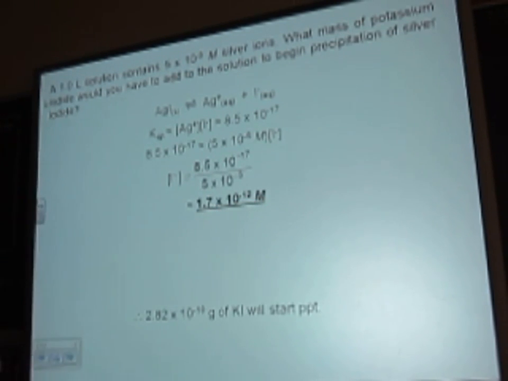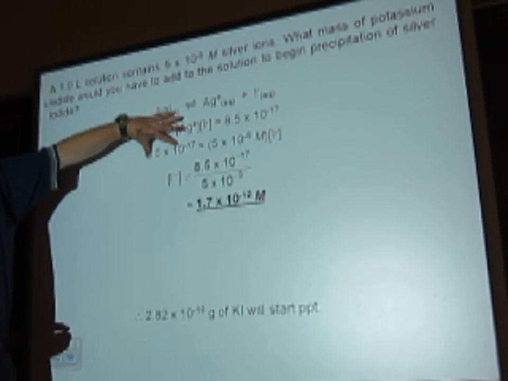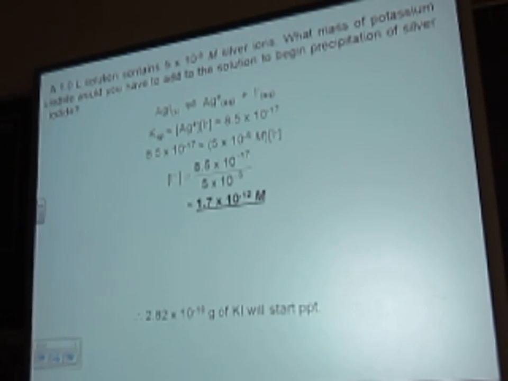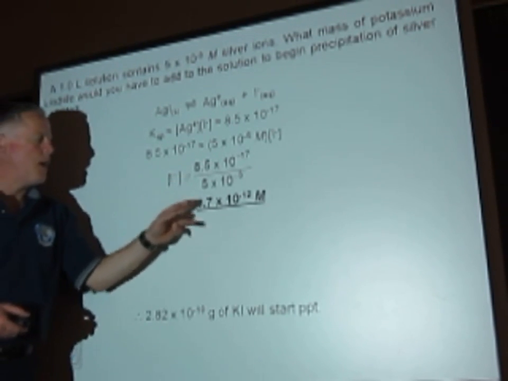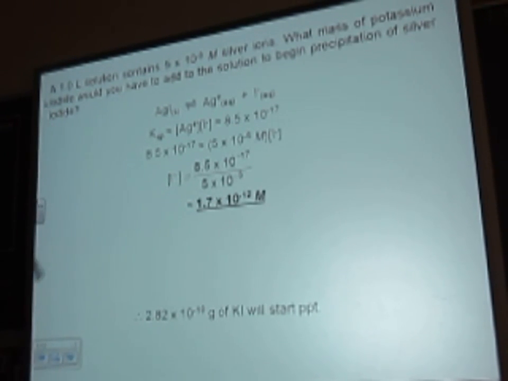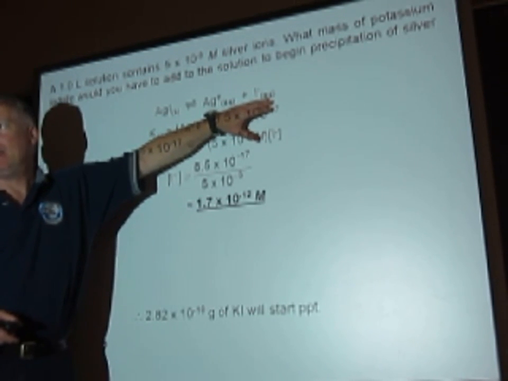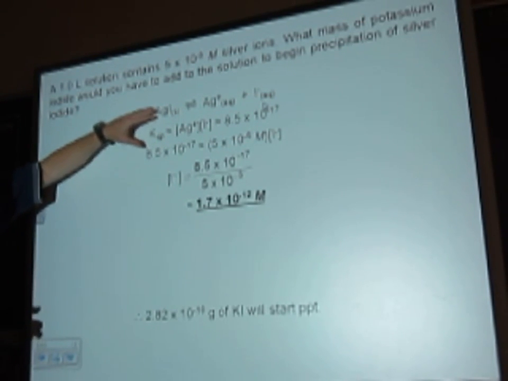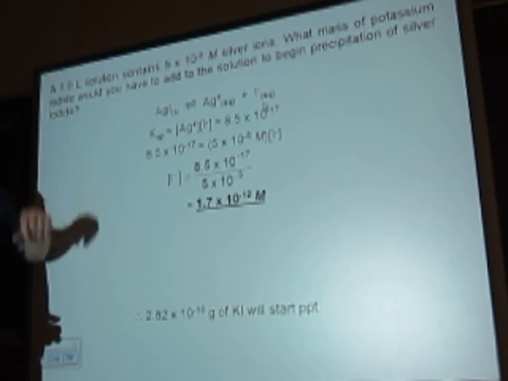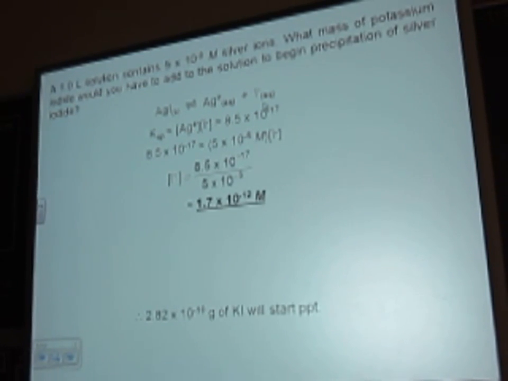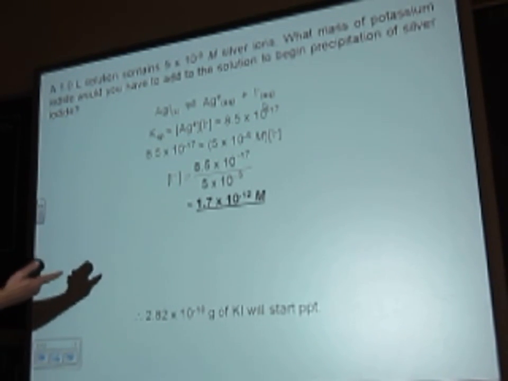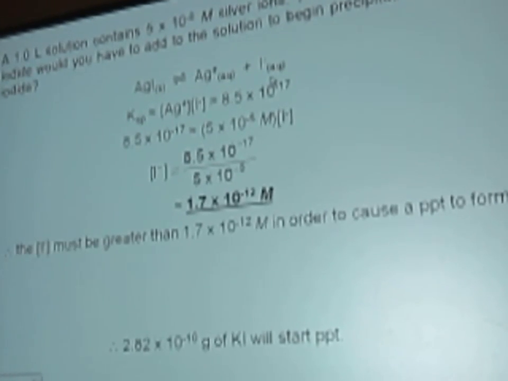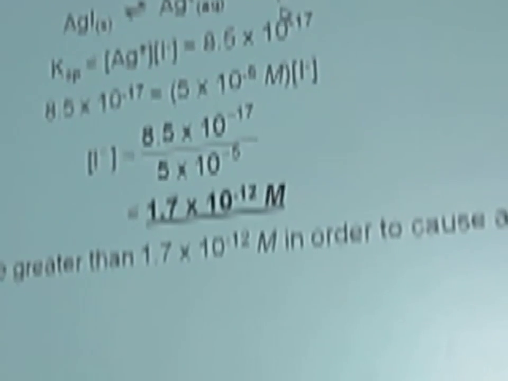Okay, there's my Q, KSP value. There's my concentration of silver, and I'm looking for iodine concentration. So, to solve for iodine, we find that's the concentration of iodine I need. So that's the concentration here that I need. But because iodine is 1-to-1 with silver iodide, it's also the concentration of silver iodide I need to have at the end of it. So I have my silver iodide. The iodine concentration must be greater than 1.7 times 10 to the negative 12 in order to cause the precipitate to form.